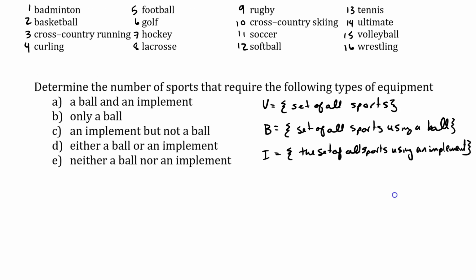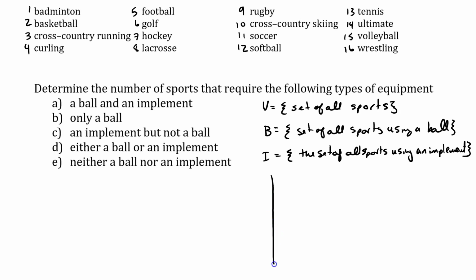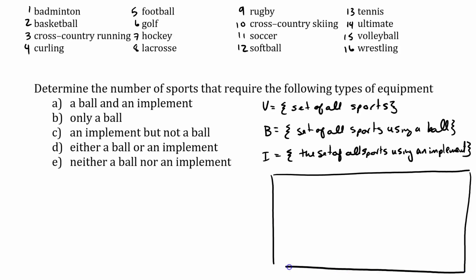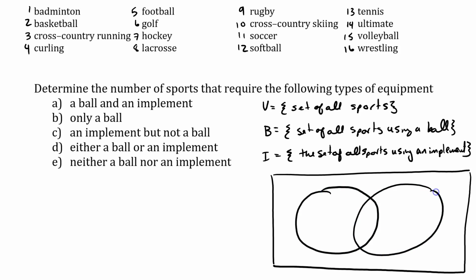So let's just draw a Venn diagram so that we can see this. What's difficult about this is not the actual figuring out of the numbers, but the way that we describe it. So how are we going to write this out? With the use of a Venn diagram, we can very easily see which sports are which. So this is going to be my B set. This is going to be my I set. So now let's sort all the different sports.